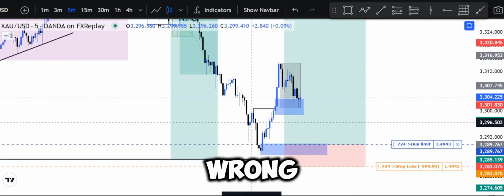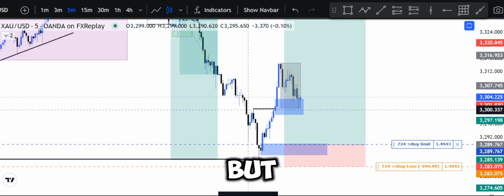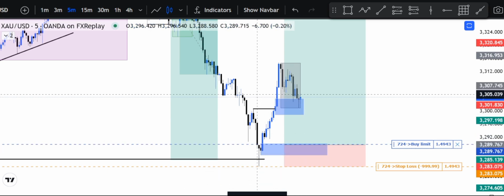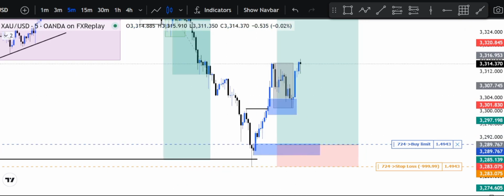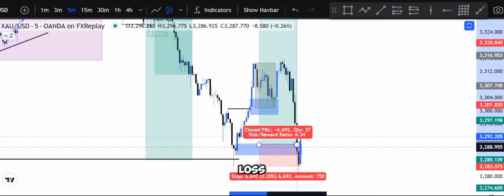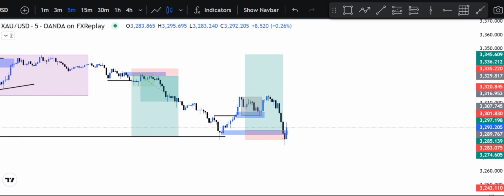There is something wrong. This one broke this high, but the candle that broke this high, the change of character, was this demand. Let's see what happens. Our first loss. It's okay. Let's move on. It happens.